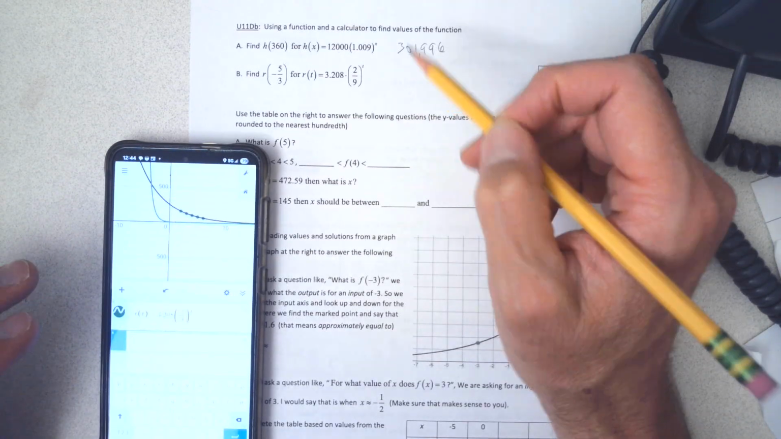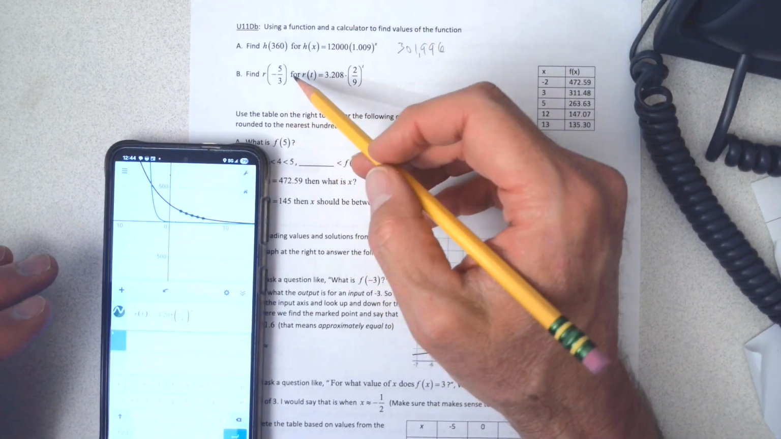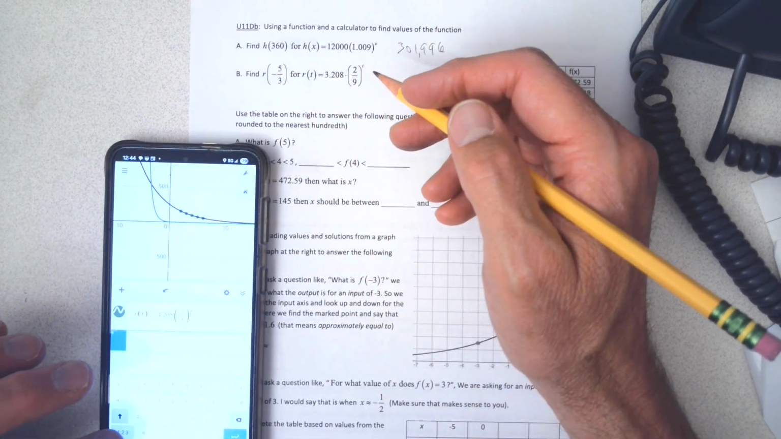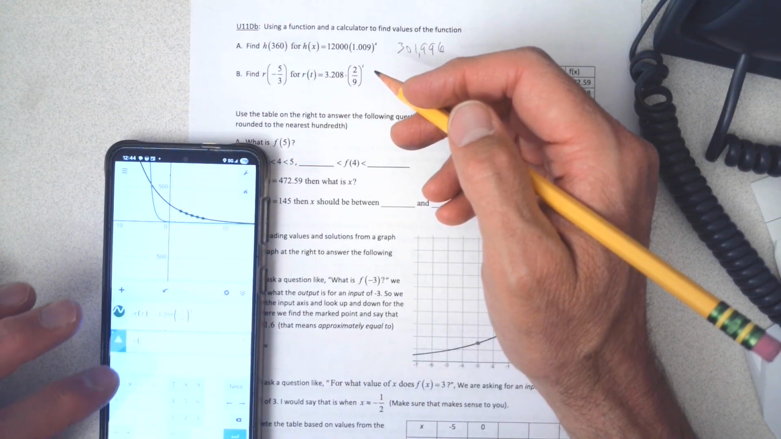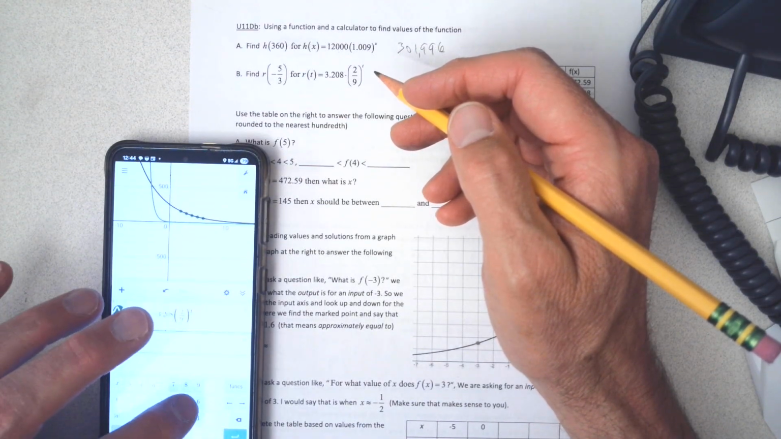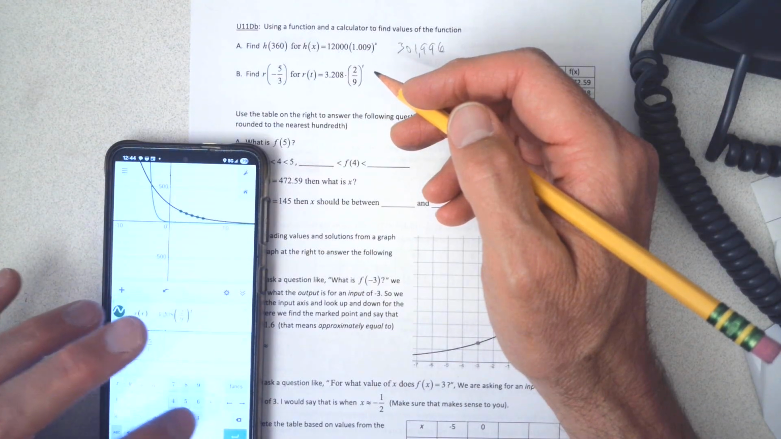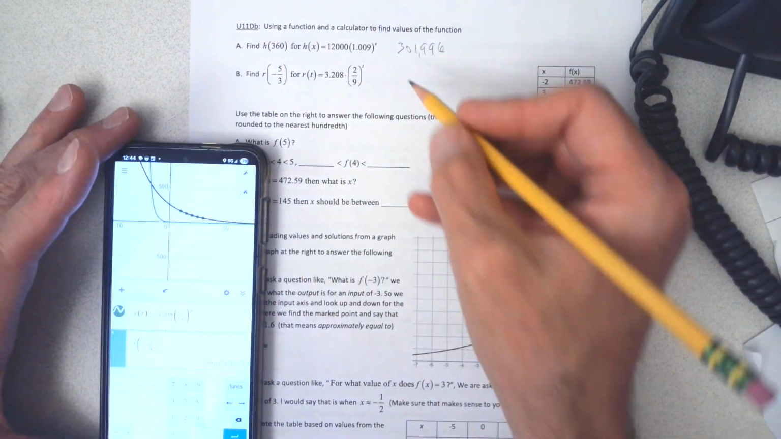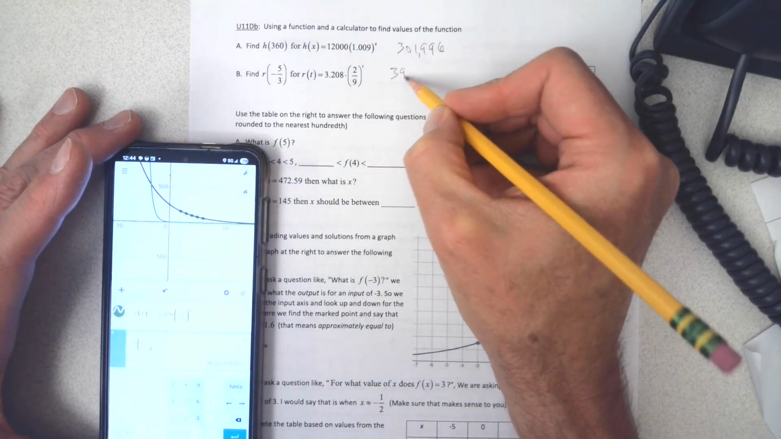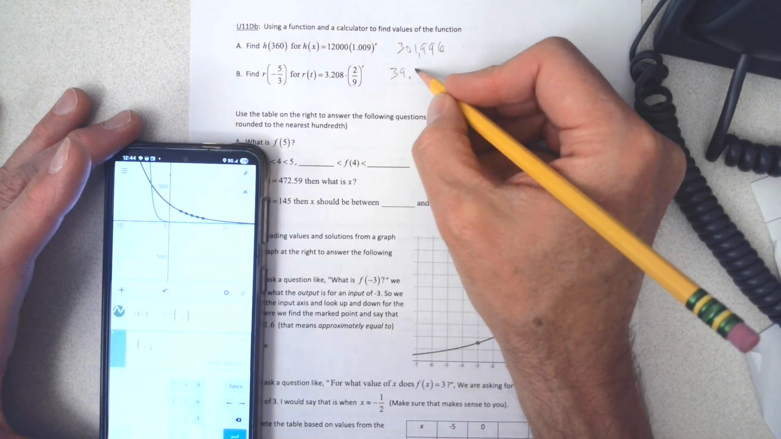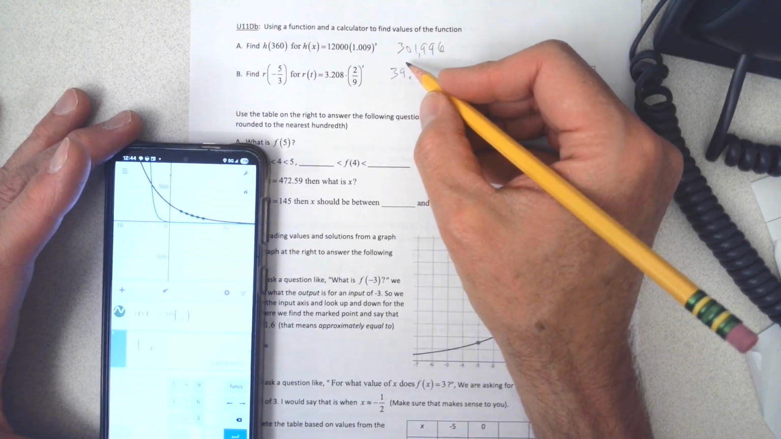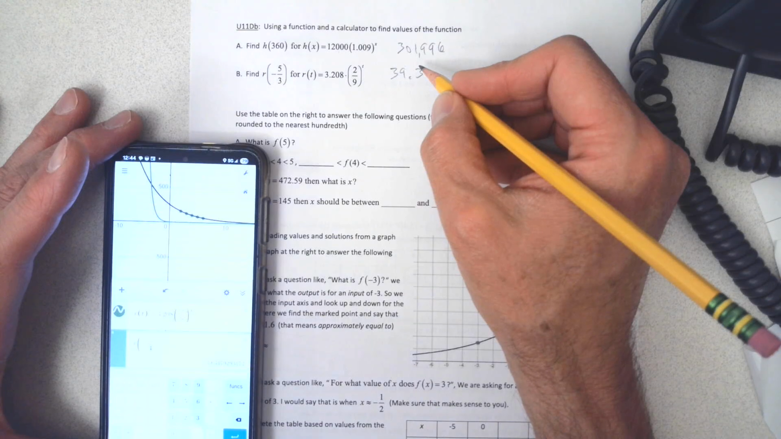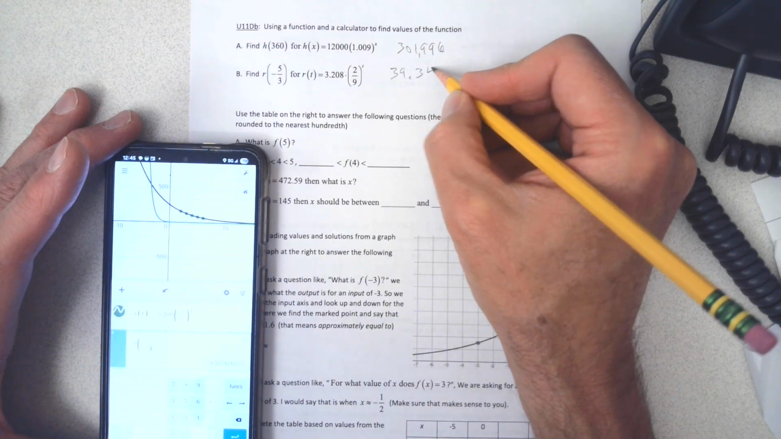Okay, and then it wants to know what is r of negative 5/3. So I will go to r and ask it to put in a negative 5 divided by 3. And it says it is about 39.35. I guess 3 decimal places there, so I'll do 3 decimal places here: 348.